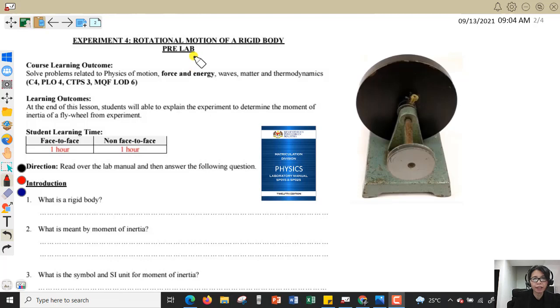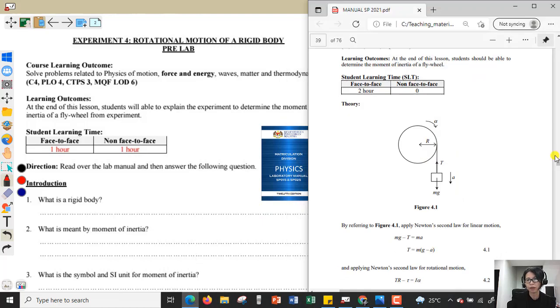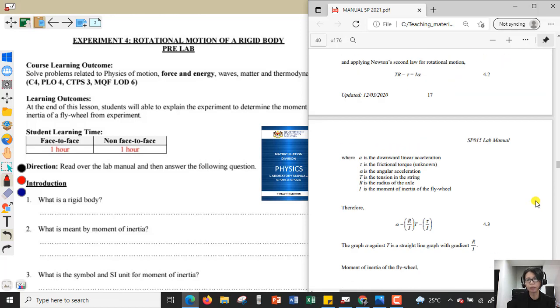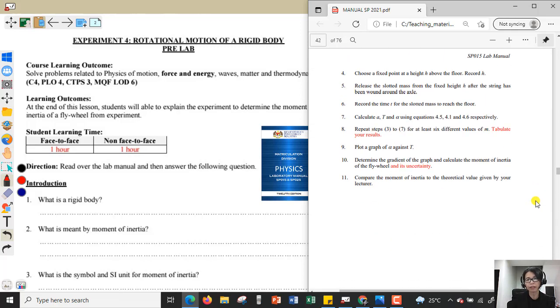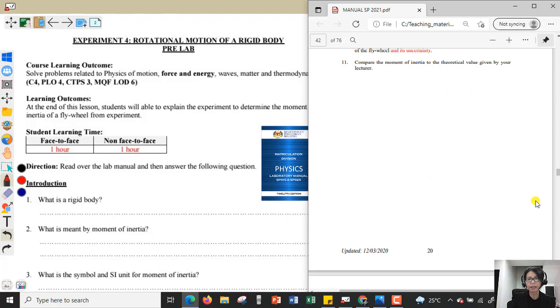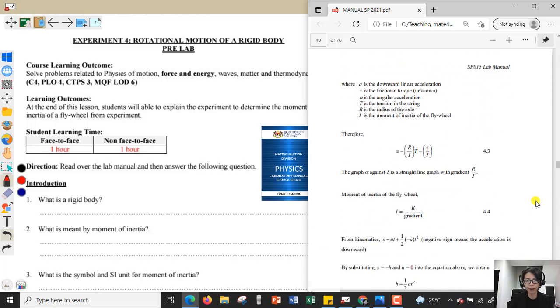Hello boys and girls, in this video we are going to have our pre-lab for experiment 4, rotational motion of rigid bodies. In experiment 4, we are going to determine the moment of inertia for a flywheel. A flywheel is a rigid body, so you might read over the lab manual and then answer the following questions in the pre-lab worksheet. You might refer to the lab manual pages 17 to 20 for the theory, apparatus, and also the procedure of the experiment.